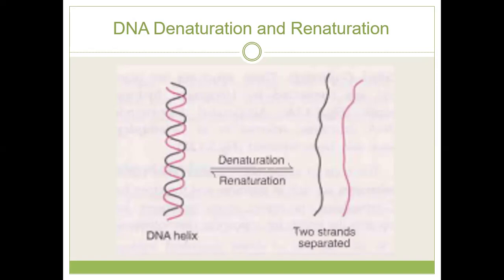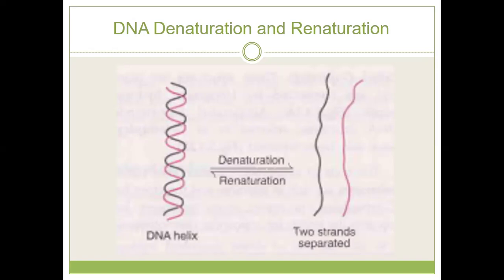And the temperature at which half of the DNA helical structure is lost is called the melting temperature. Class, are we together? What is melting temperature? The temperature at which half of this DNA will be separated from the double strand into single strands is called the melting temperature.